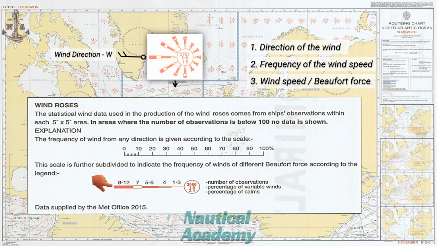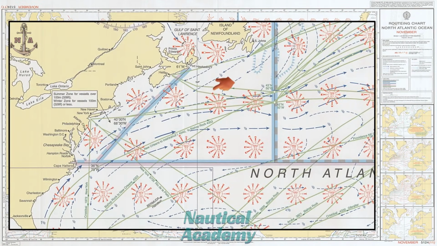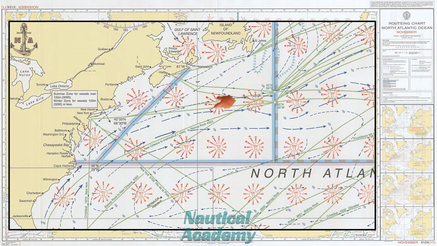If you want to learn the complete process of analyzing a wind rose, kindly check the full video linked in the description below. Now, let's take a closer look at this area to get a clearer view of the different symbols. To guide our interpretation, we'll refer to the marginal information located on the right side of this chart. This section provides a detailed explanation of all symbols used in the routing chart.